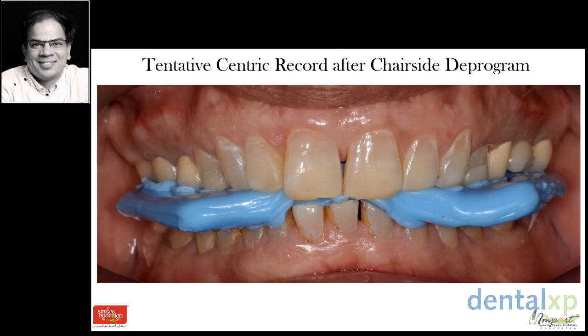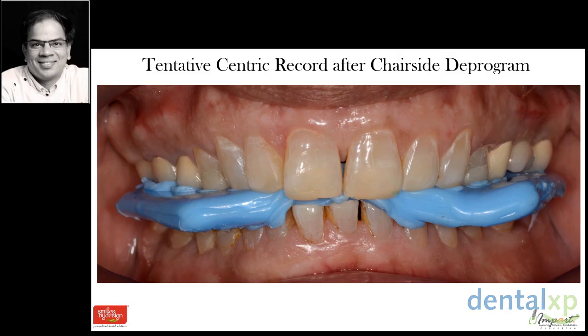In this case we did a chair side deprogram, and I'll tell you why later, and did a wax record because I wanted to remove all the faulty restorations first, and with faulty restorations I didn't want to deprogram him at this point. So I am basically doing a chair side deprogram and mounting him almost in MIP right now, and then I'll deprogram him and equilibrate his occlusion after the provisionals are made, and that's fine too.